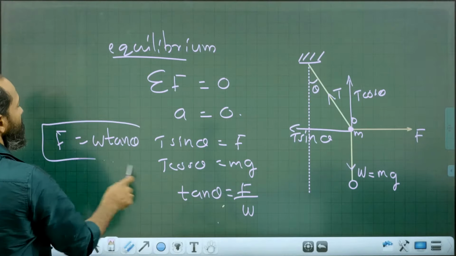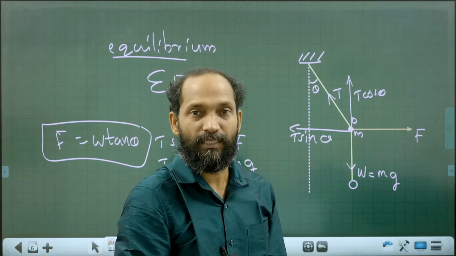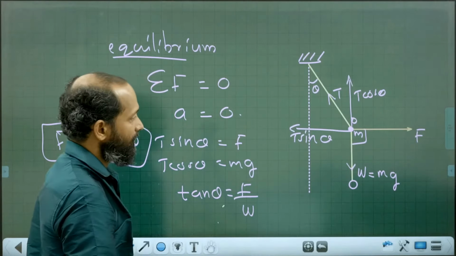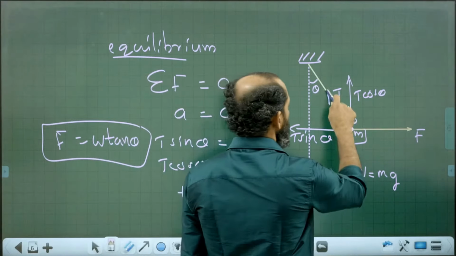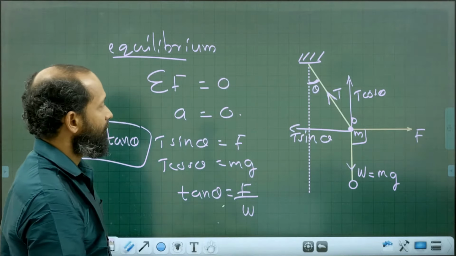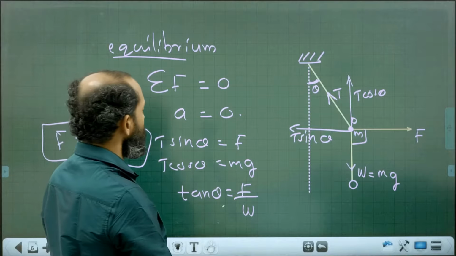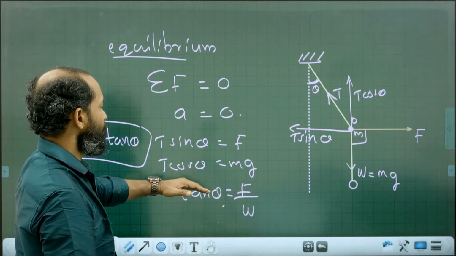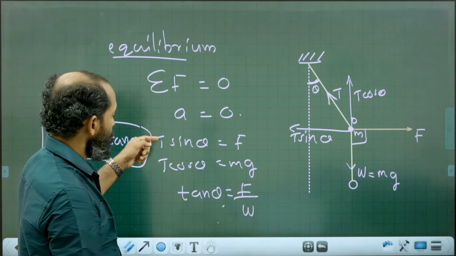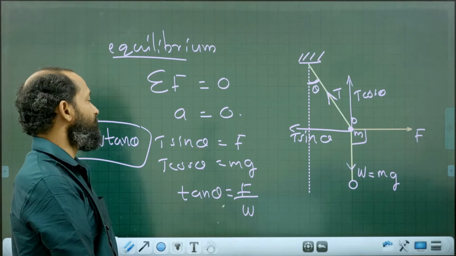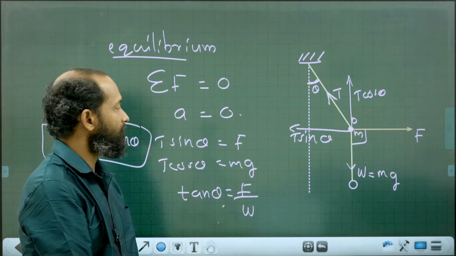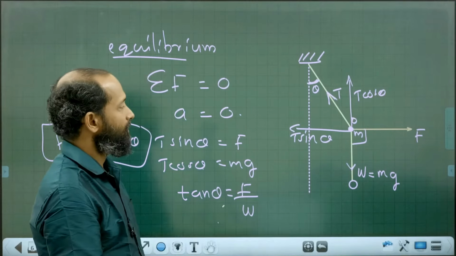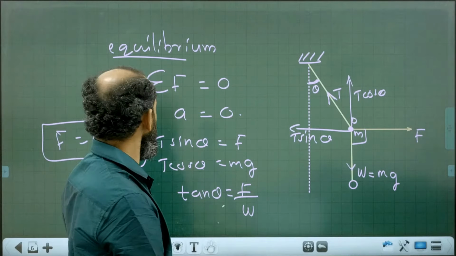This can be applied in whatever situations where three forces act on a body, keeping that body in equilibrium, provided two among them are perpendicular. See, here F and W are perpendicular, and the third one, tension T, makes an angle theta with the vertical. Then tan theta equals F by W. You can solve these two equations to find tension also by squaring and adding. Squaring and adding, sin square theta plus cos square theta becomes 1. So T square is equal to F square plus mg whole square. So T equals root of F square plus m square g square. For equilibrium, T should be numerically root of F square plus (mg) square. Also, for equilibrium, you can use this tangent law: F is equal to W tan theta.